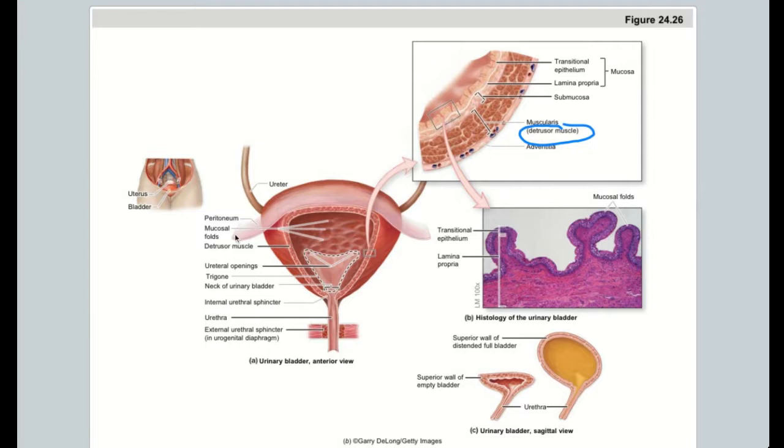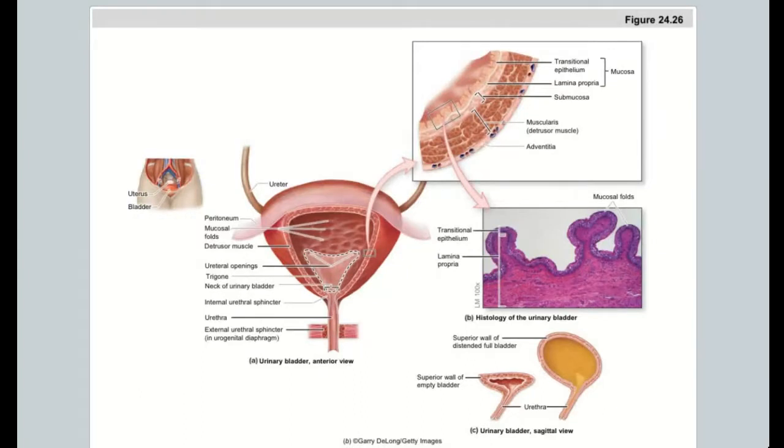So notice where the peritoneum is, laying on top of it. It's only covering that fundus part, the top part of your urinary bladder, but it's not going around this way. Okay, so all these parts are retroperitoneal, and there's a region.